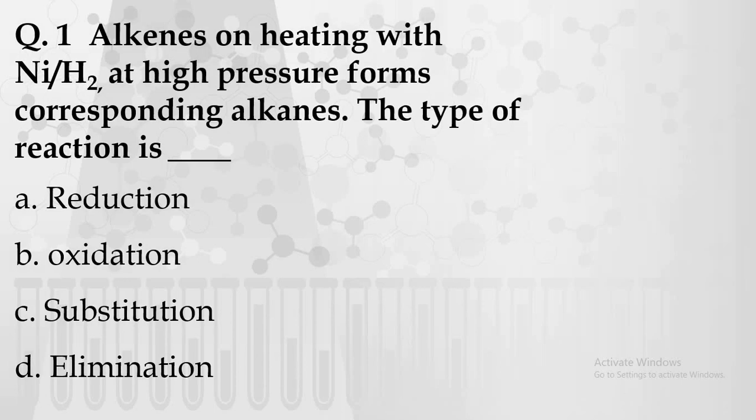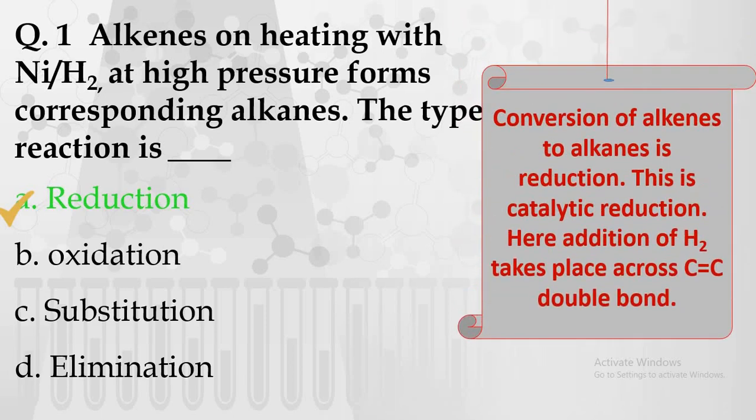Alkenes on heating with nickel and H2 at high pressure form the corresponding alkanes. The type of reaction is, the options are A. Reduction, B. Oxidation, C. Substitution, D. Elimination. And the correct answer is A. Reduction. Conversion of alkenes to alkanes is nothing but the reduction reaction. This is catalytic reduction. Here the addition of hydrogen takes place across the carbon-carbon double bond.